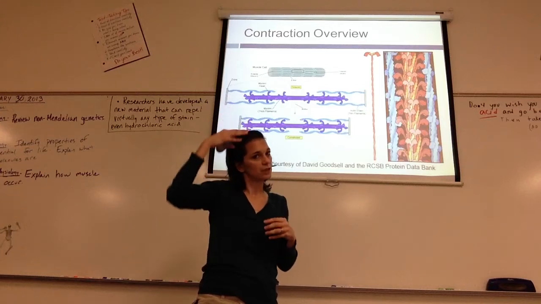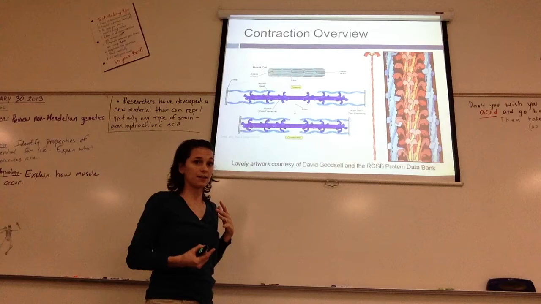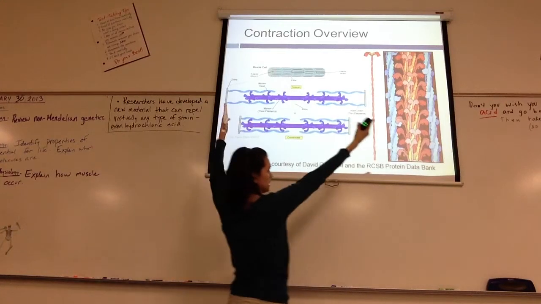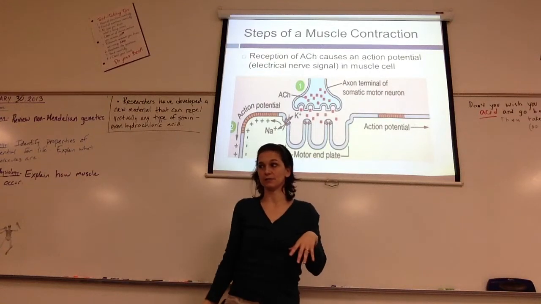So the trick is to keep track of the steps and be able to figure out how all of the parts fit together to cause the end result, which is taking these and making them overlap each other. So let's look at how this happens.